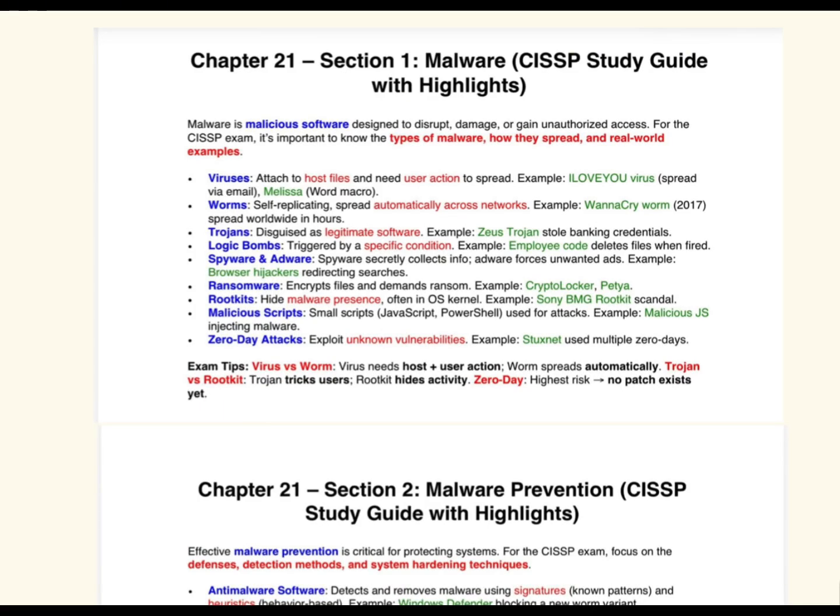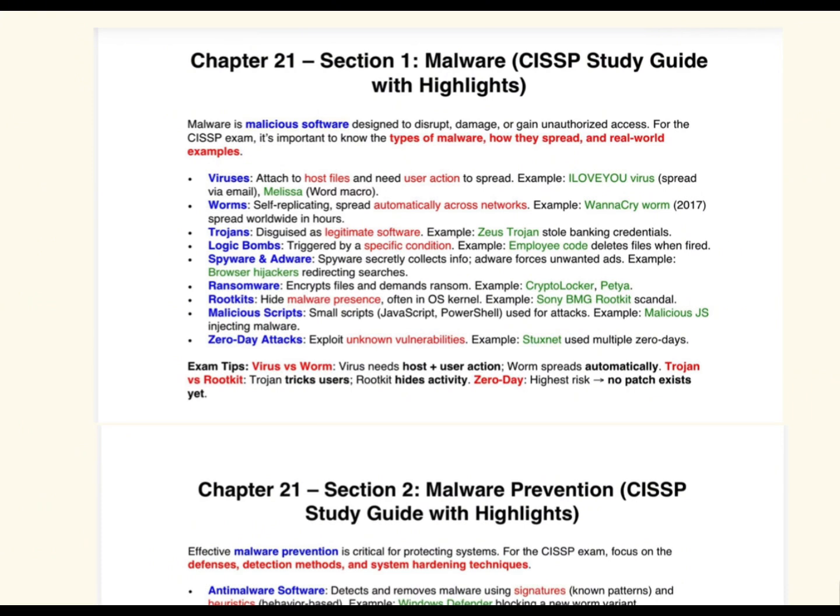In this session, we will discuss malware, malicious software. This software is designed to disrupt, damage, or gain unauthorized access to systems, data, or networks. For CISSP, the focus is to understand the types of malware, how they spread, and real-world examples.